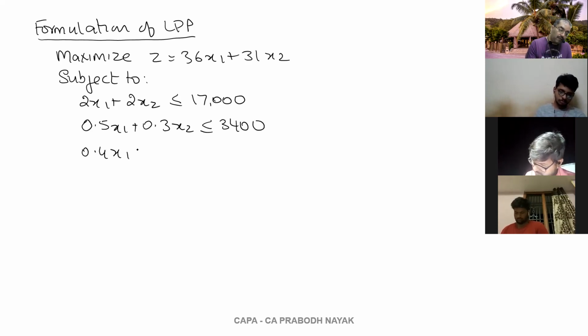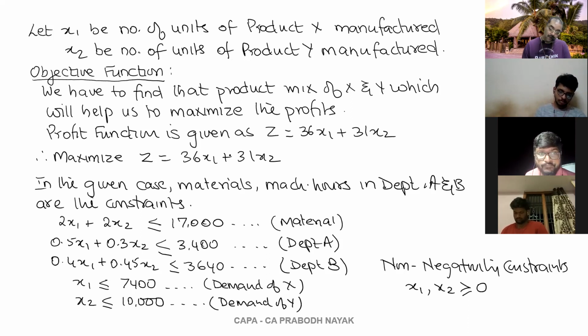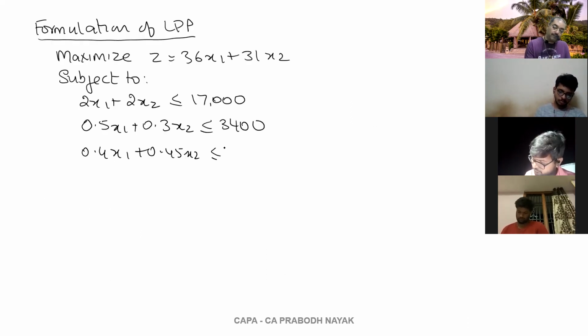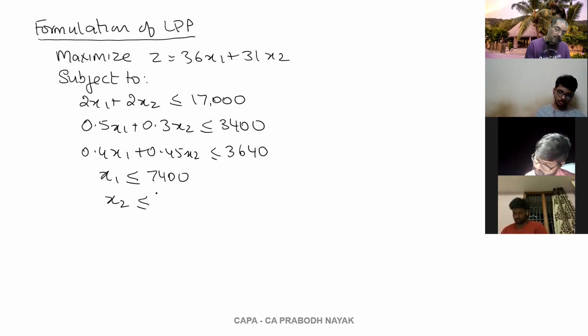0.4x1 plus 0.45x2 less than or equal to 3,640. X1 less than or equal to 7,400. X2 less than or equal to 10,000.